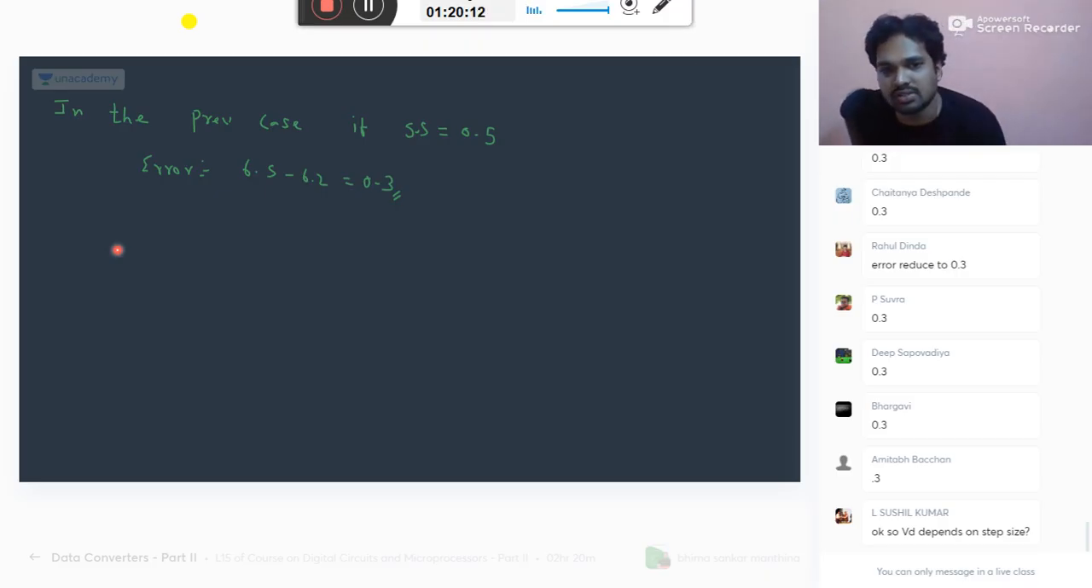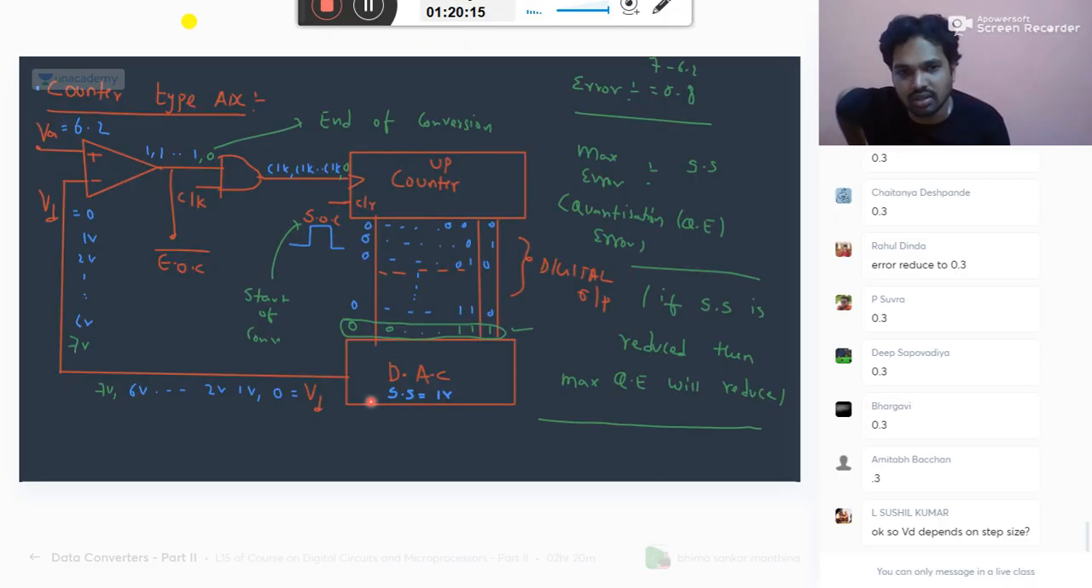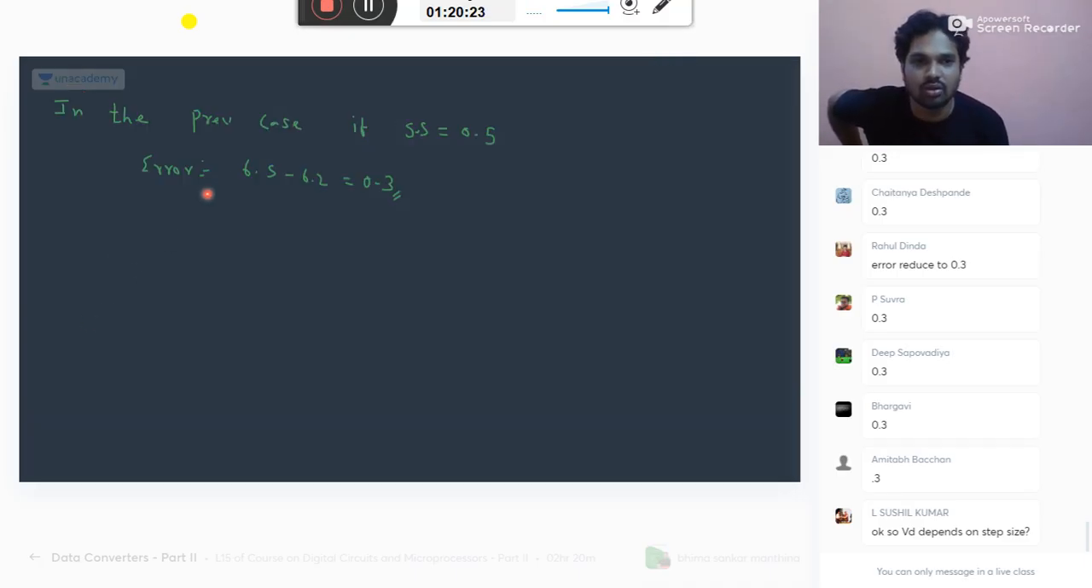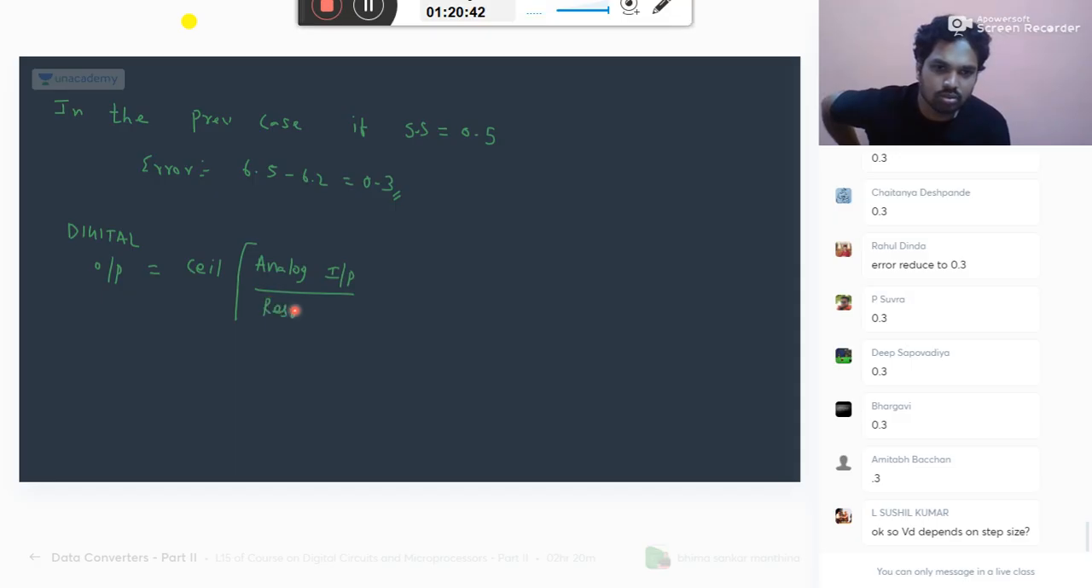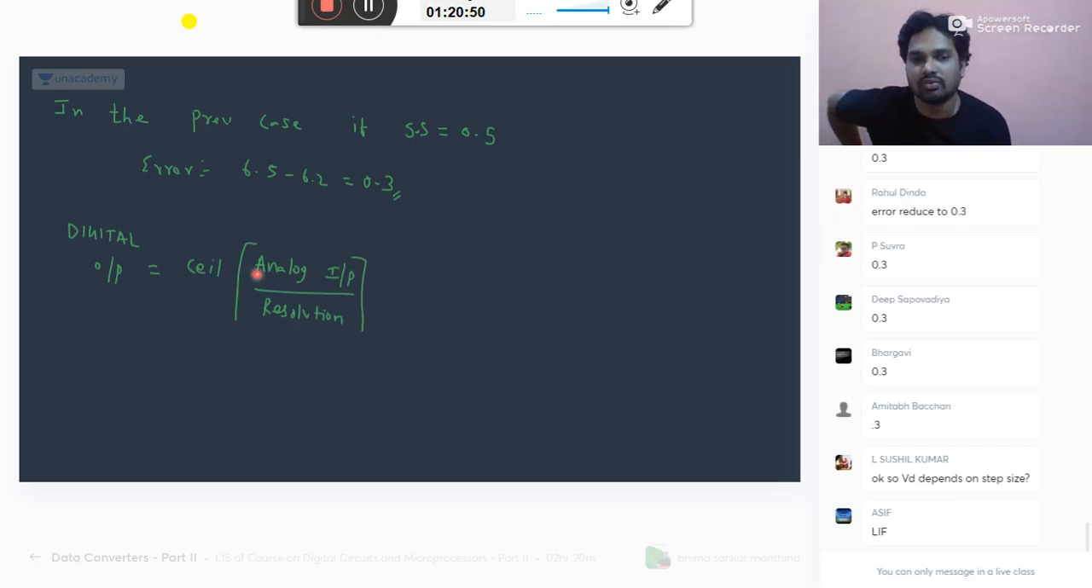Yes, the DAC output depends on step size. It is the DAC we have discussed. Resolution into the decimal equivalent of this will come. So now listen here. The formula for the digital output you are getting is given by the ceiling function of analog input by resolution. I didn't forget to make this bracket. It is called the ceiling function. It will give you a rounded-off value.